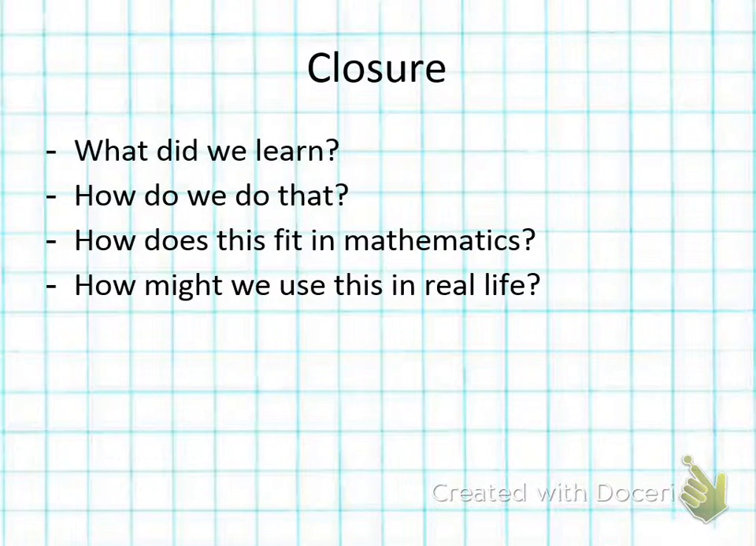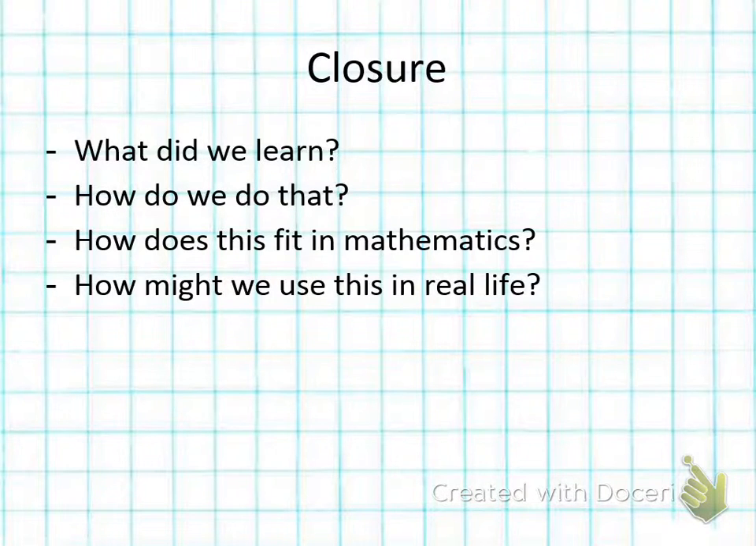All right, and then at the end of the lesson we talked about some closing topics. So again, we learned how to create a scatter plot, and we do that by identifying the independent and dependent variables and then plotting the points appropriately. And it fits into mathematics. We've been talking about statistics this past unit, so it deals with data and graphing. We graph these points just like we would a regular x, y point.